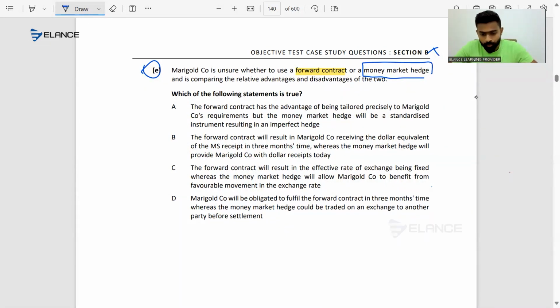Okay. Options. Fine. Now, the forward contract has the advantage of being tailor-made. But money market is standardized? See, a forward contract is over the counter. What about money market? I already explained that to you. Money market is also over the counter. So both are tailor-made. So option A is wrong.